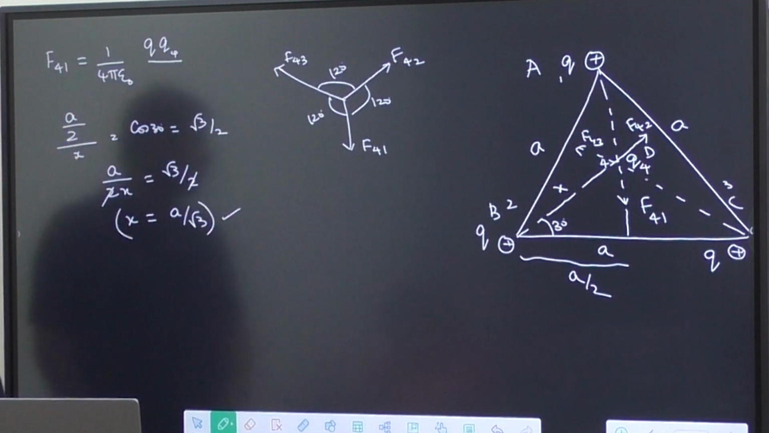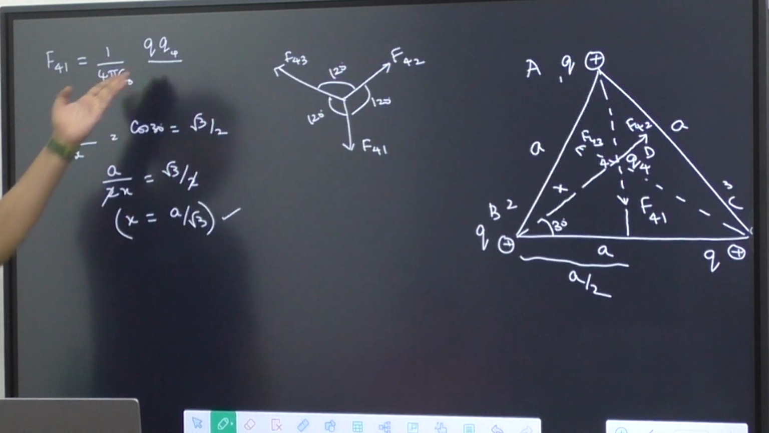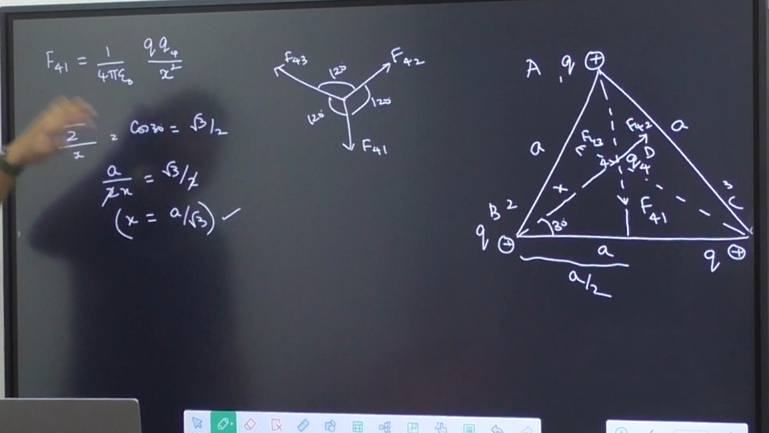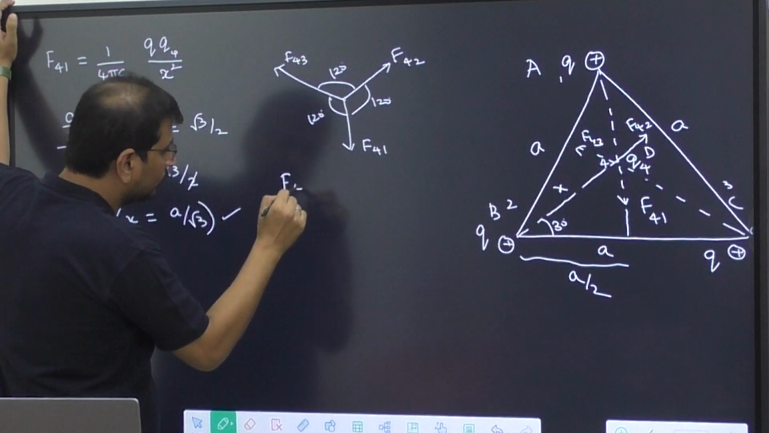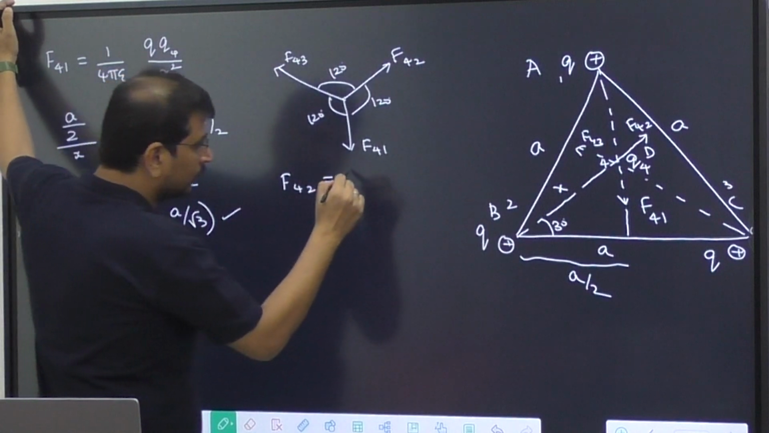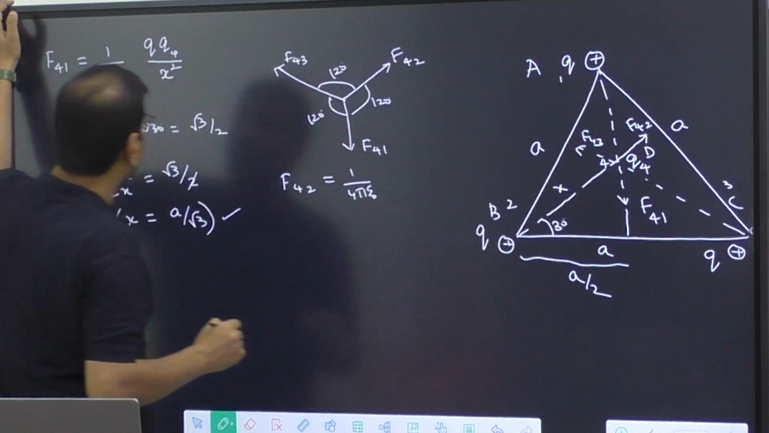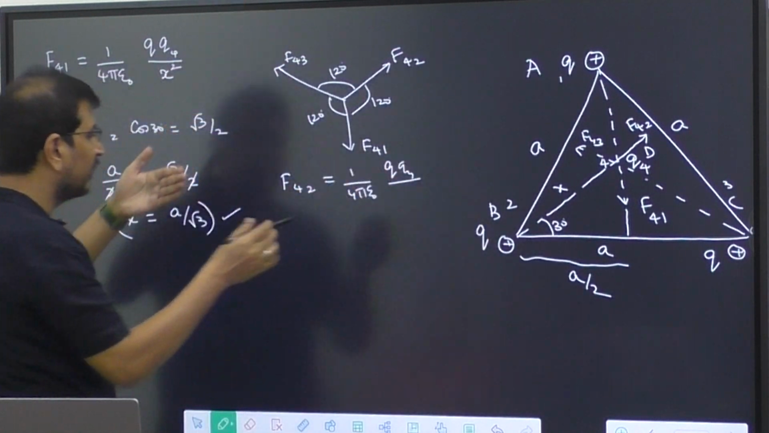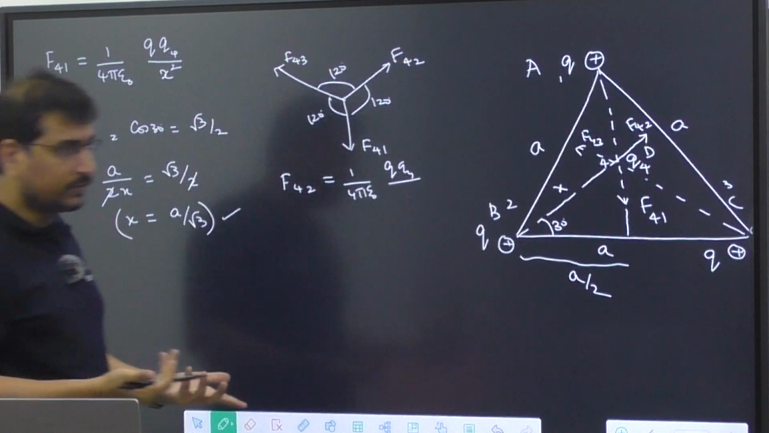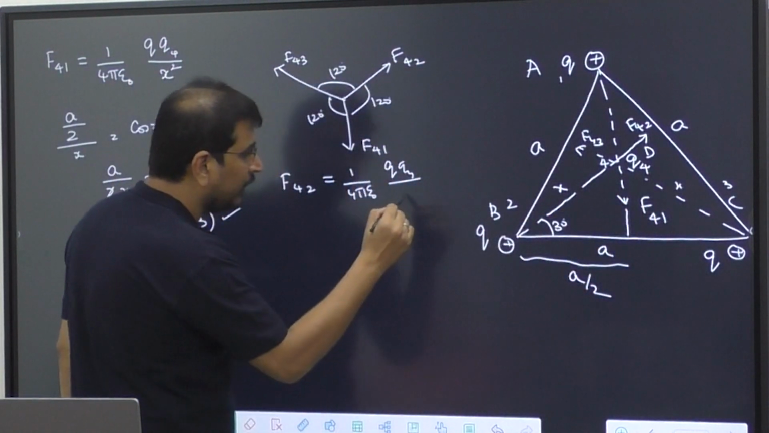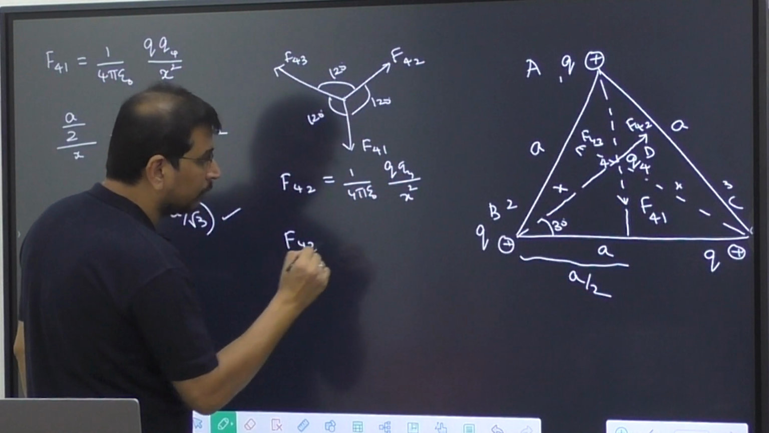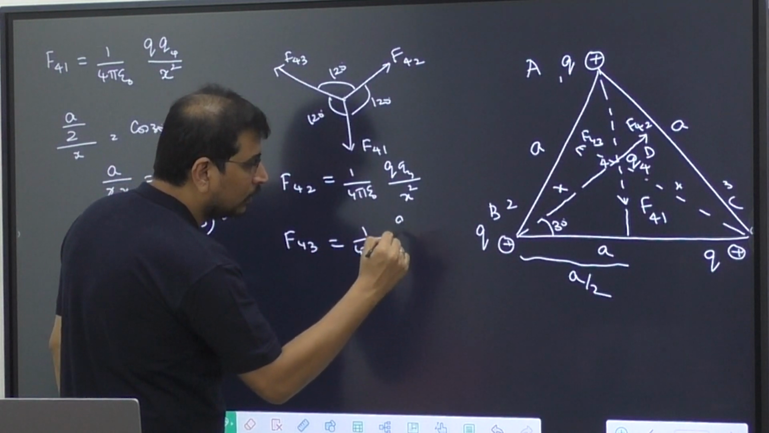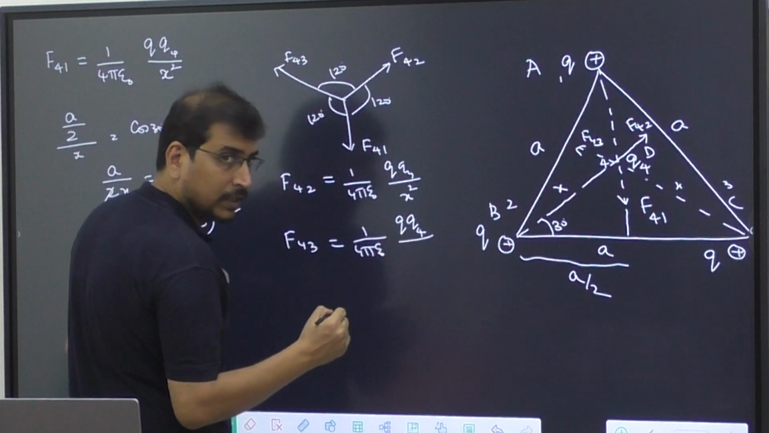Then if I substitute it here, what should I put in the denominator? X square, correct? Similarly, what about F42? One by 4 pi epsilon naught, Q into Q4 divided by what is that distance? Same X, no? So it is going to be X square. What about F43? 1 by 4 pi epsilon naught, Q into Q4 divided by X square.